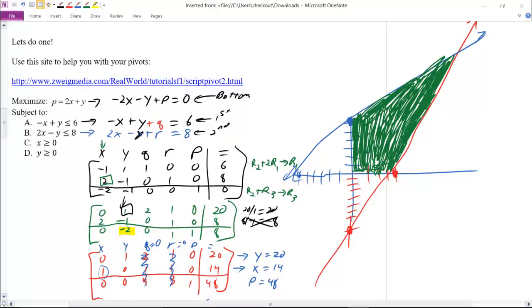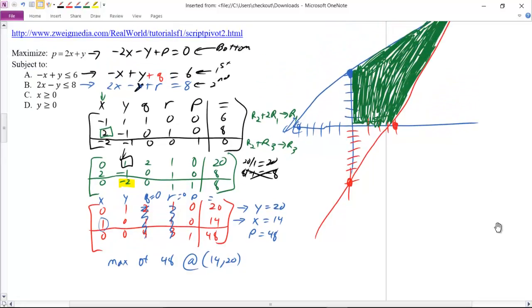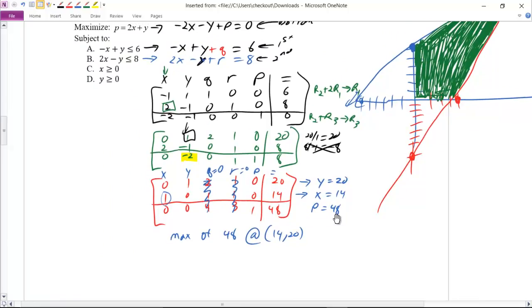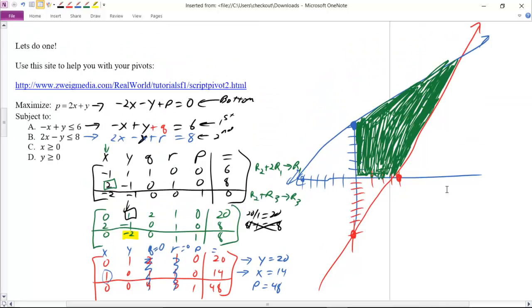Okay, so we've gone through the process and we found out our answer was 1420. Now let's go through the other process that we do by hand and just understand what's happening. So now, the first thing I want to point out is, if you were to take these two equations and graph them, this is what you would get.